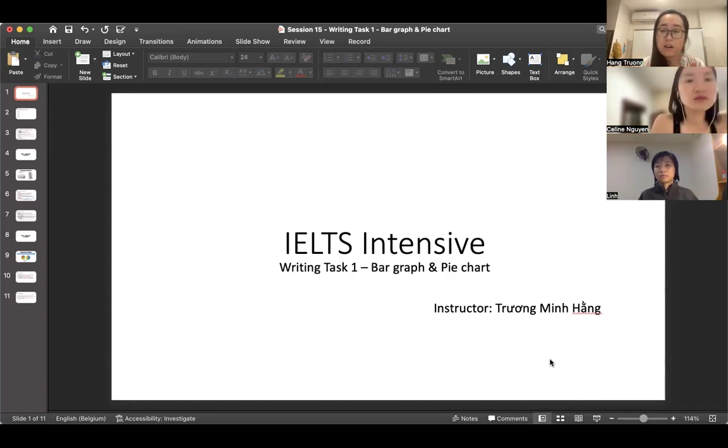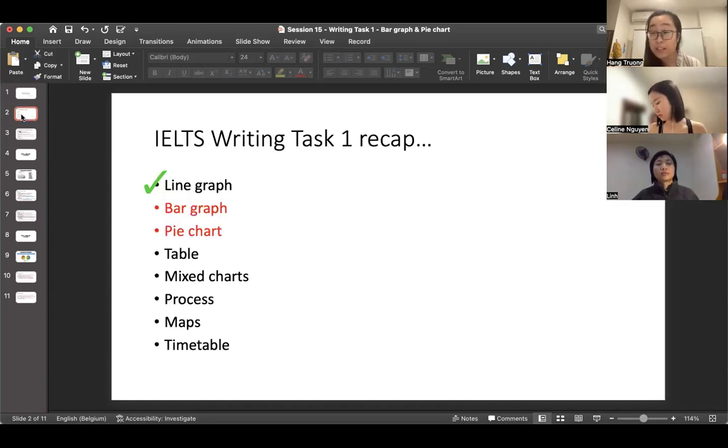Okay, so welcome back to Link. We're just starting and warming up a little bit. I just asked what is a line graph? A line graph is just a graph with lines. That's it. All of these different task types in writing task one are just different ways to visualize data.